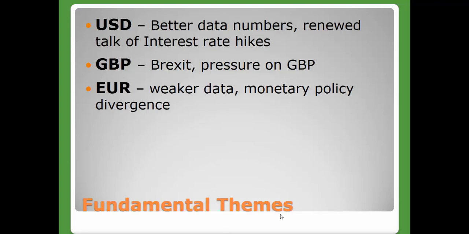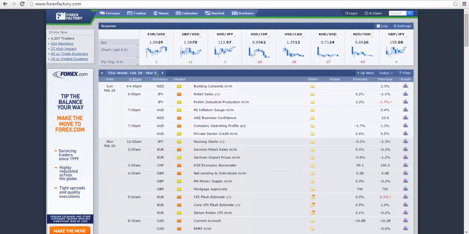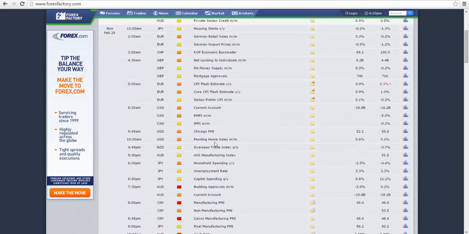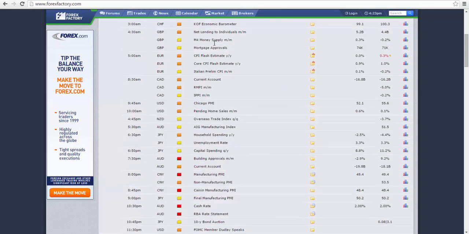So now let's take a look at our Forex Factory to see what kind of news we will see this week. On Monday, we have a lot of retail sales, a lot of news out of the eurozone. We have net lending to individuals for the British pound, and then current account for the Canadian dollar, Chicago PMI, and pending home sales for the US dollar. Overall, a lot of medium type of news.